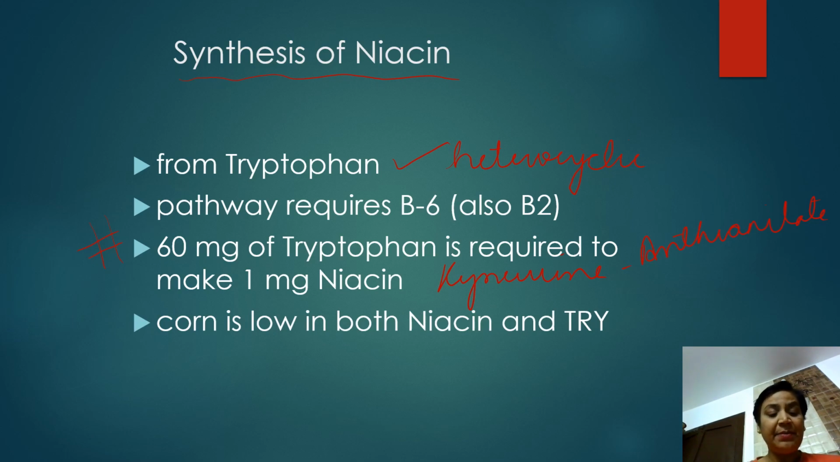Now a very important concept again, maize or corn. It is low in both niacin and tryptophan because maize consists of a protein zein which lacks tryptophan. So obviously the persons whose staple diet is maize are more prone to niacin deficiency.